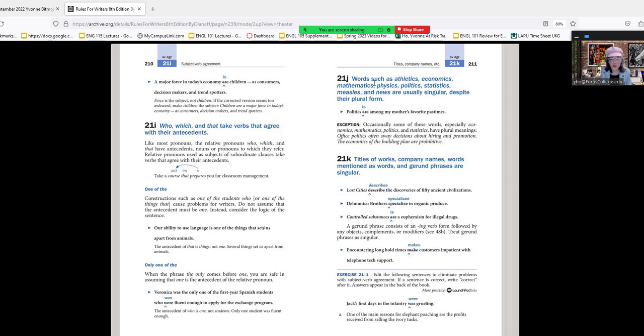A gerund phrase consists of an -ing verb. So when you have a gerund used as a subject, like shopping, eating, listening, that's always a singular subject that takes a singular verb. So you would say shopping is fun. Eating good foods is delicious. So even though "foods" sounds like it's plural, because eating is a gerund subject, it's always singular.